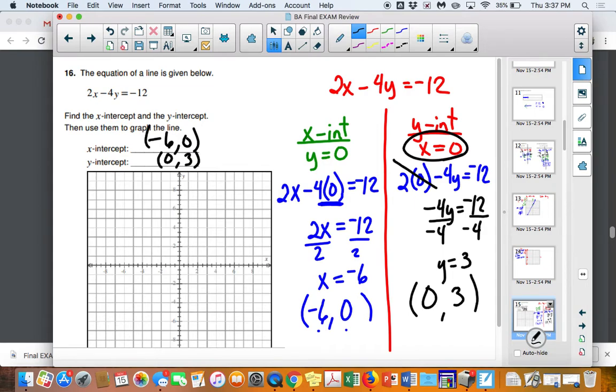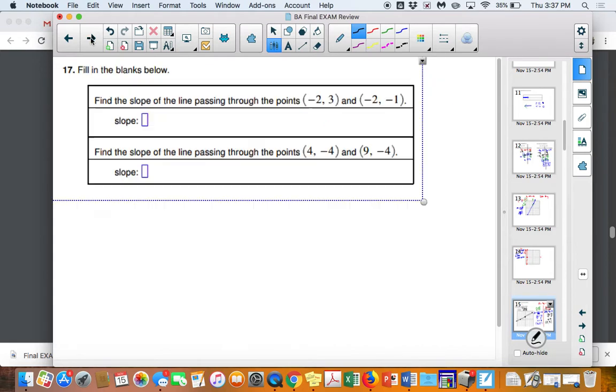But plot those points. X-intercept on the x-axis, go to negative 6. On the y-axis, go to a positive 3. Well, if this is 2 and that's 4, they don't have a number there, but by deduction, you can figure out where it is. And then you just want to draw a line through them. And you're done.